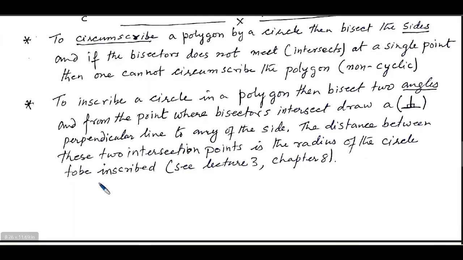So now let us summarize what we have done in the last two lectures. We have seen how to circumscribe a polygon by a circle: bisect the sides, and if the bisectors do not meet at a single point, then one cannot circumscribe a polygon. To inscribe a circle in a polygon, you bisect the angles, and from the point where the bisectors intersect, draw a perpendicular line to any of the sides. The distance between these two points is the radius of the circle to be inscribed. Go through it.